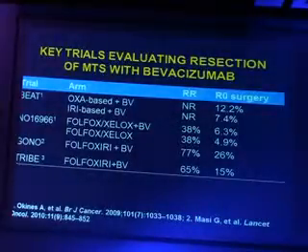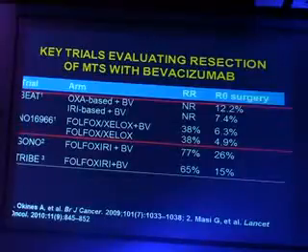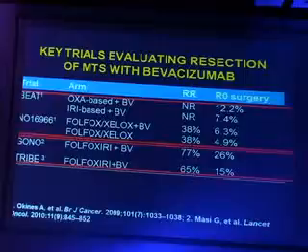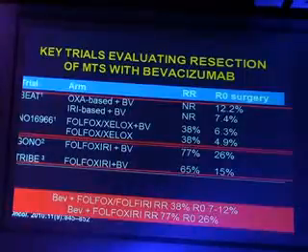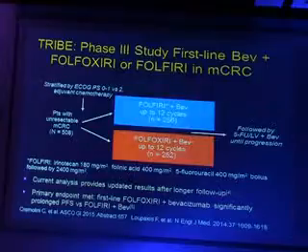And what about patients who have liver-only metastasis, and what are the resection data when you add bevacizumab to chemotherapy? Bevacizumab did not increase the resectability, and the R0 resection is in the range of 7 to 12%, and when you add it to a triplet, it goes up to 26%.